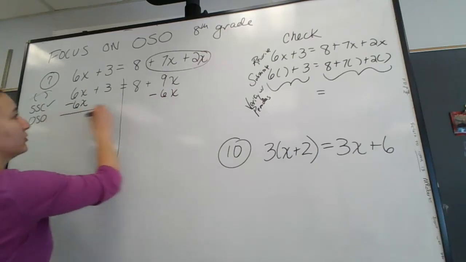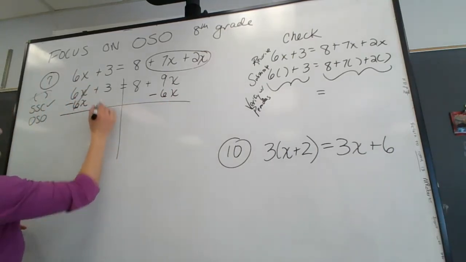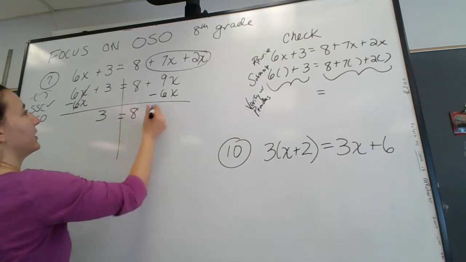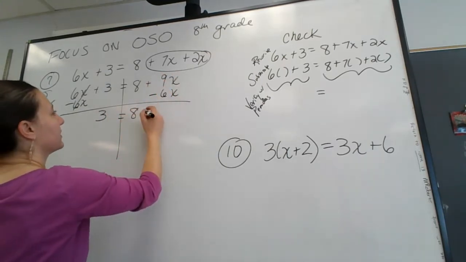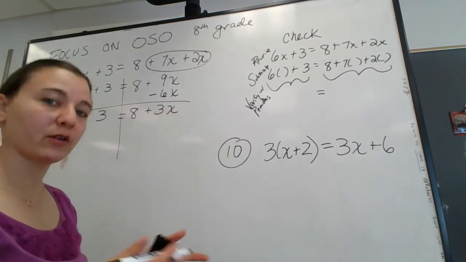Do it to the left, do it to the right so you don't cause a fight. Drop it like it's hot, see what you got. I got a 3. I got an equals, I got an 8, and a 9 minus 6 is a positive 3x. Okay, I like to focus on the princess first.